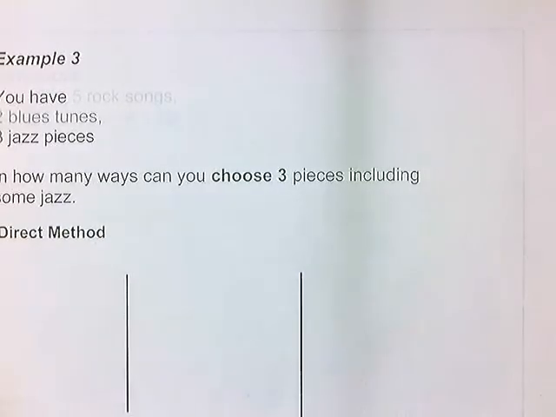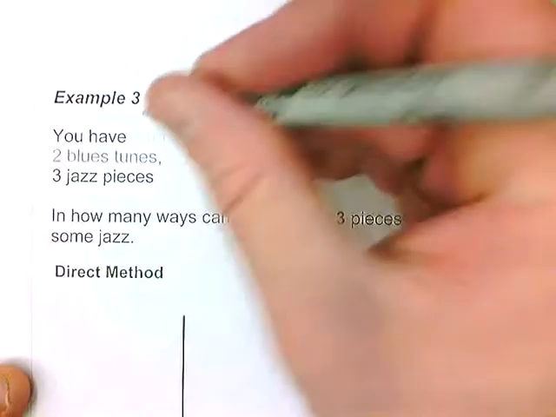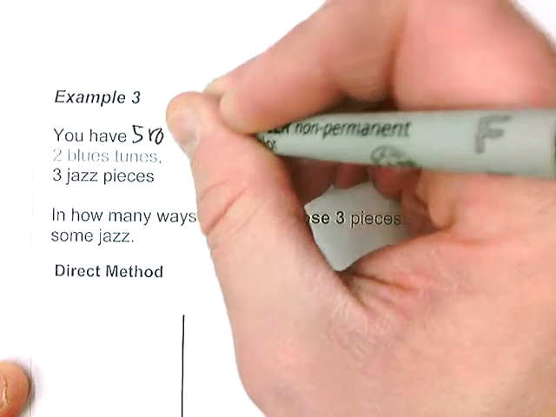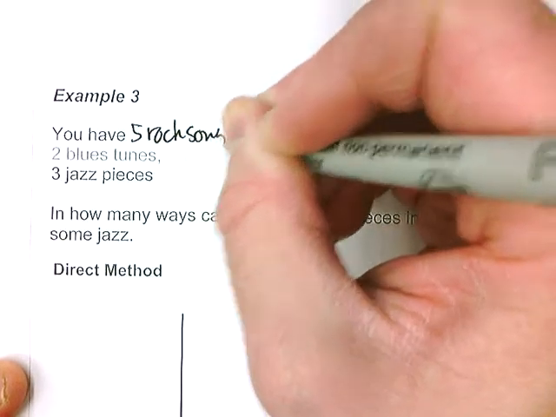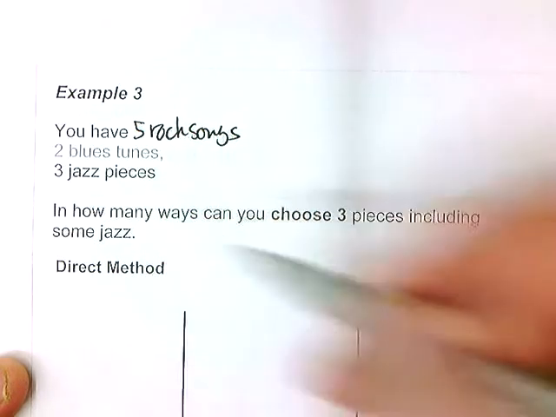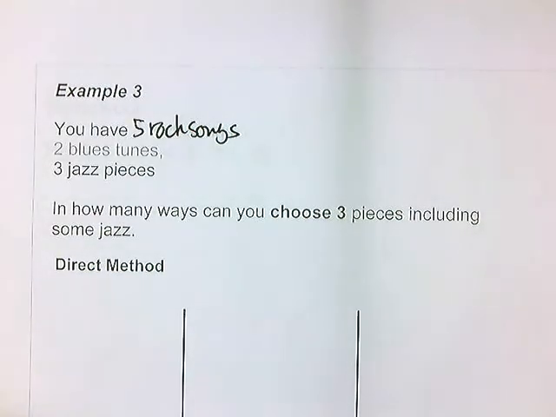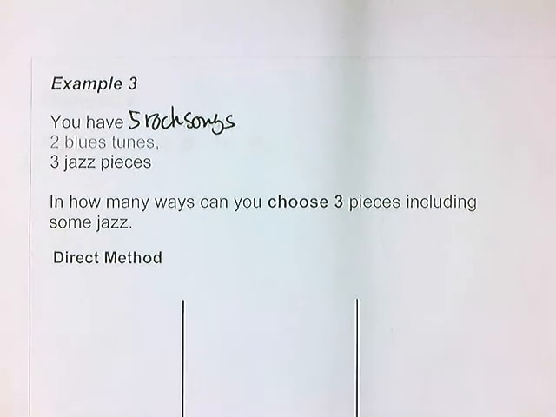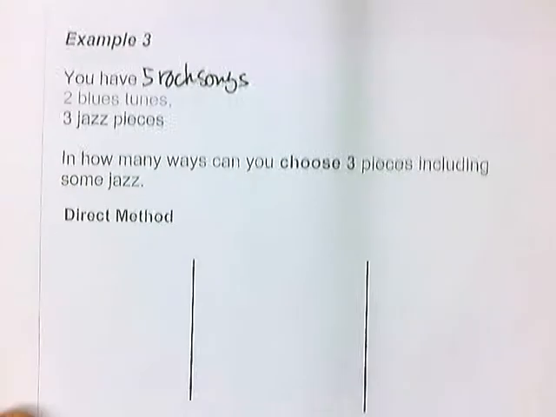Let's take a look at an example. So we have 5 rock songs, 2 blues tunes, and 3 jazz pieces. So it looks like we've got 10 songs in total. How many ways can you choose 3 pieces, including some jazz?